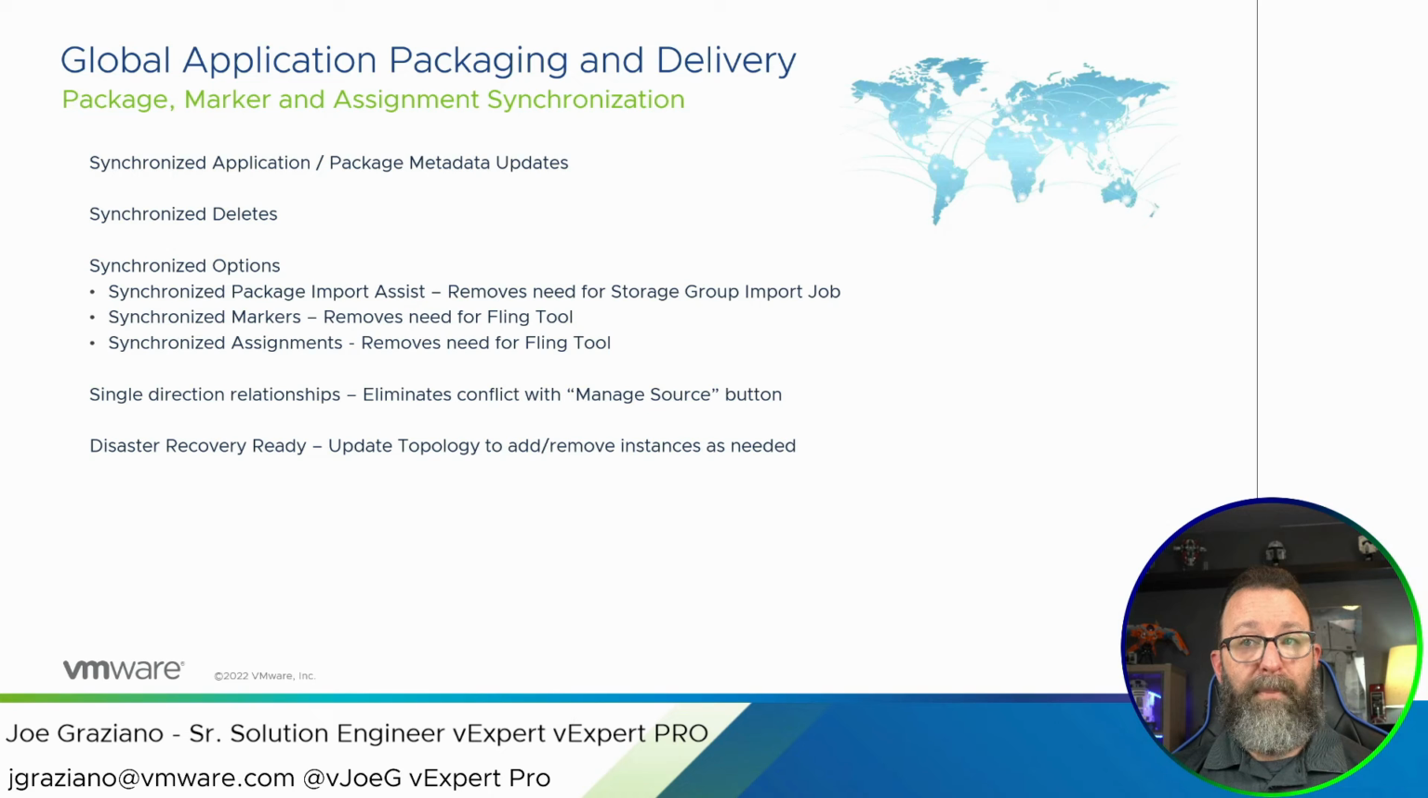Global packaging delivery. So synchronizing applications, package metadata updates. You can synchronize package import assist, which removes the need for a storage group import. You can synchronize markers, which is what I was talking about before. Takes away the need for the fling tool. You can synchronize assignments. Again, removes the need for the fling tool. This is built in now. And then single direction relationships. It eliminates the conflict with having to manage your source. And it's disaster recovery ready. So updated topology to add or remove instances as needed. Some really, really neat new features.